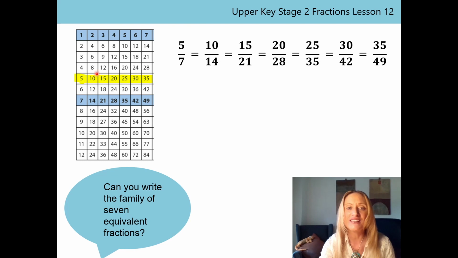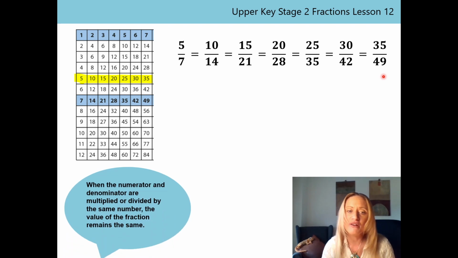Fantastic, yes. So we can say, can't we, that 5/7 is equivalent to 10/14, which is also the same proportion of the whole as 20/28, and that's the same proportion of the whole as 35/49. Why are they the same proportion of the whole? What else might you have noticed? Brilliant, excellent. So you can say, can't you, that the numerator and denominator are multiplied by the same amount and the value of the fraction remains the same.